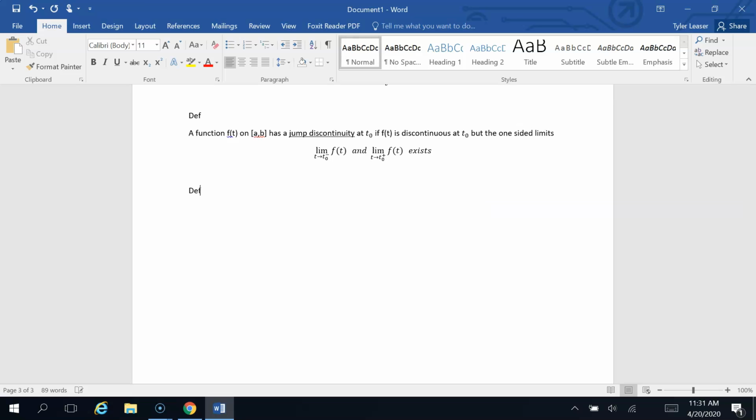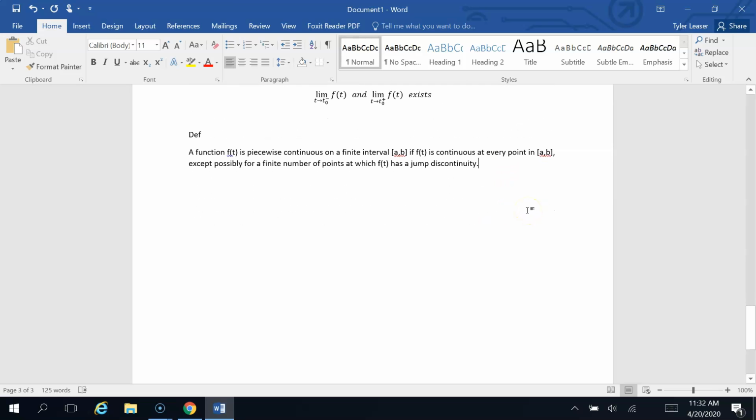Okay. Moving on to another definition here. So the next definition we need to talk about, this one's a little bit longer. A function f of t is what's called piecewise continuous on a finite interval a to b if f of t is continuous at every point in that interval a to b except possibly for a finite number of points at which f of t has a jump discontinuity. Okay, so we call something piecewise continuous if it's continuous everywhere except you are allowed to have a finite number of these jump discontinuities. So as long as you have a jump discontinuity, we still call it piecewise continuous.